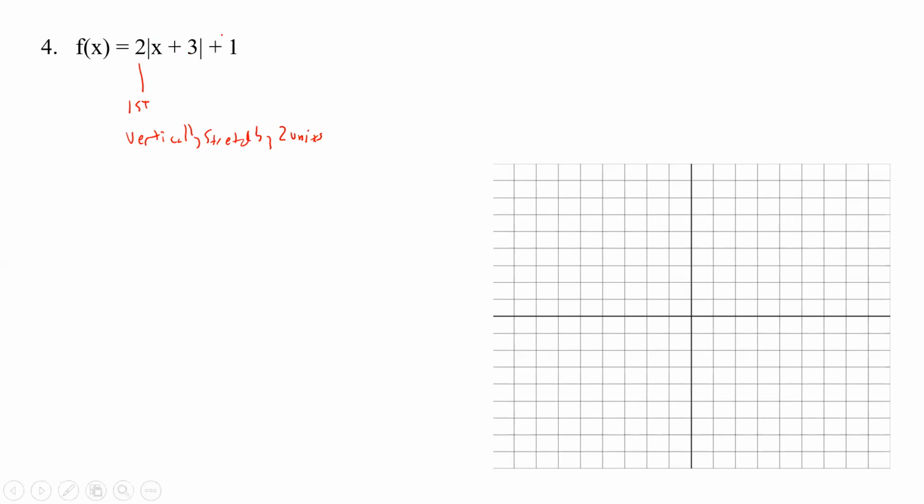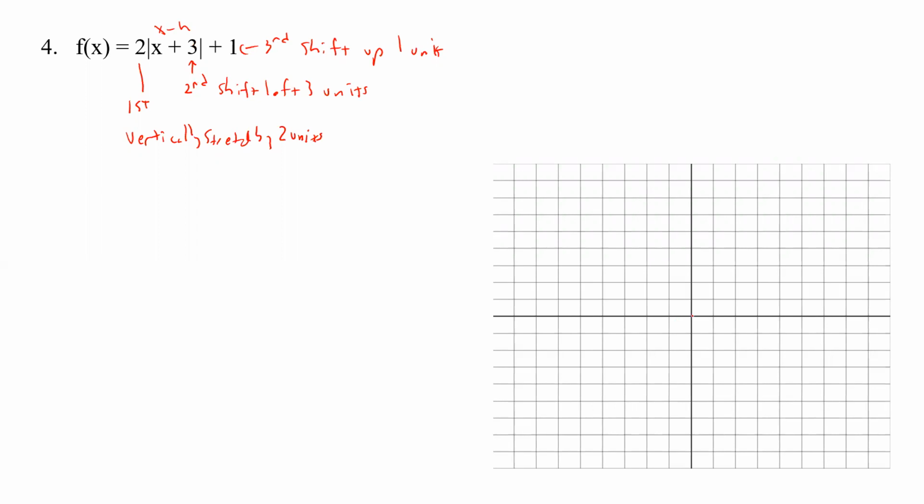And so it's going to stretch it up vertically. So it's going to kind of shrink it down and make it skinnier. And then I'm going to do next, again, remember x minus h, so this is a negative 3. So then I'm going to shift left 3 units. And then here, third, I'm going to shift up 1 unit. Okay.